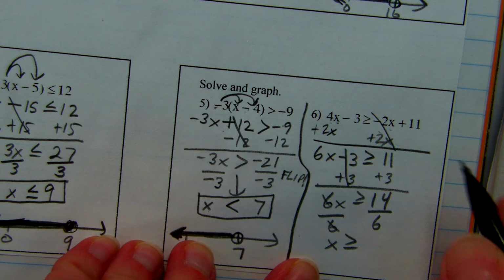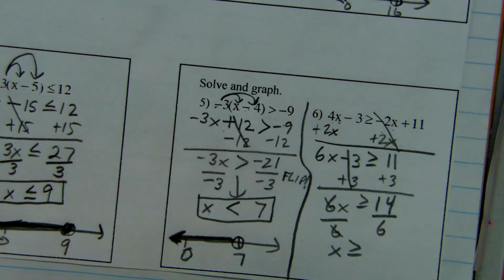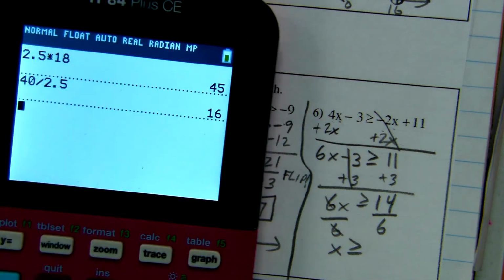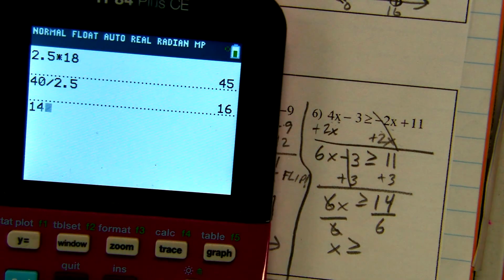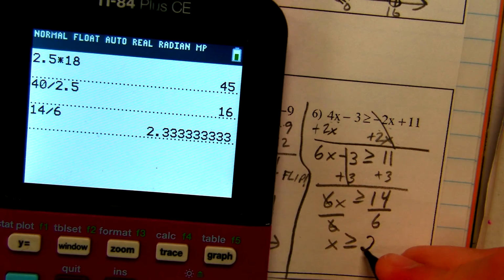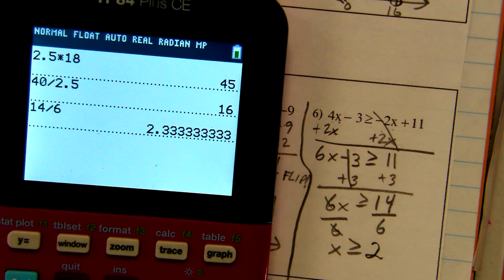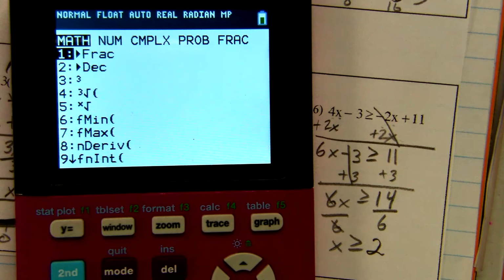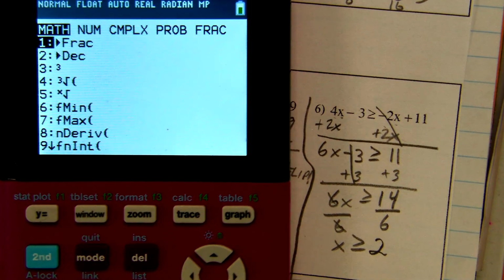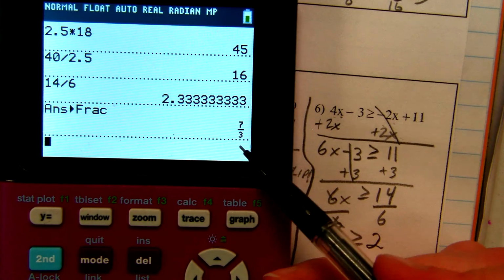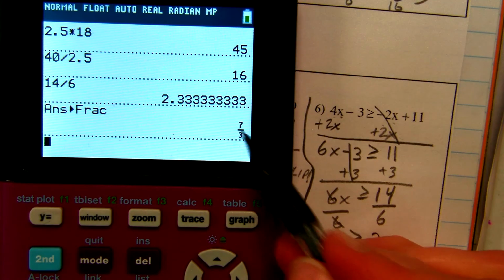So if you take 14 divided by 6 on your calculator, it's going to get 2.3333. So 14 divided by 6 is 2.333. So I know it's 2 and something. If you hit your math key, math, and then select number 1, frac, it'll take this answer and make it a fraction that's reduced. So it's going to say it's 7/3.